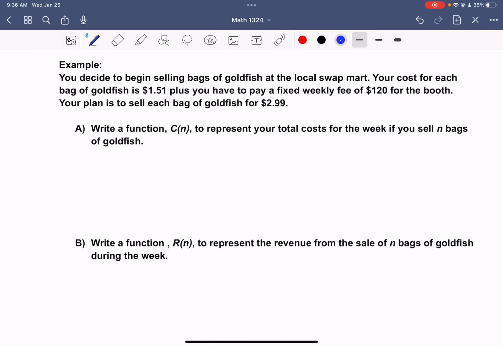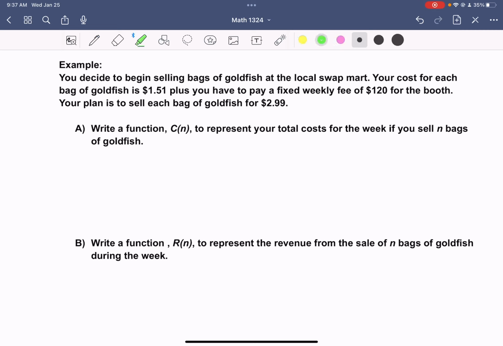The next one says, if you decide to begin selling bags of goldfish, well, really changed pace since our jewelry days, selling bags of goldfish at the local swap mart, your cost for each bag of goldfish is $1.51, plus you have to pay a fixed weekly fee of $120 for the booth. Your plan is to sell each bag of goldfish for $2.99.